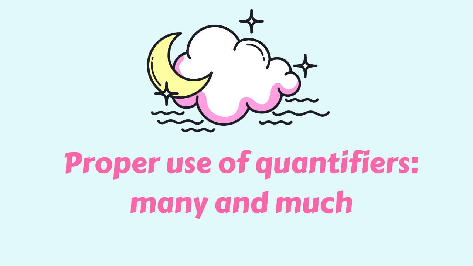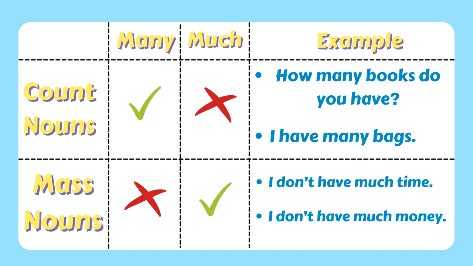There are some words that should only be used with countable nouns and some that you should only use with uncountable nouns. Ang many ay ginagamit sa count nouns, pero hindi sa mass nouns. Example, how many books do you have? I have many bags. Ang much naman ay ginagamit sa mass or uncountable nouns. Example, I don't have much time. Hindi, I don't have many time. I don't have much money. Hindi, I don't have many money.